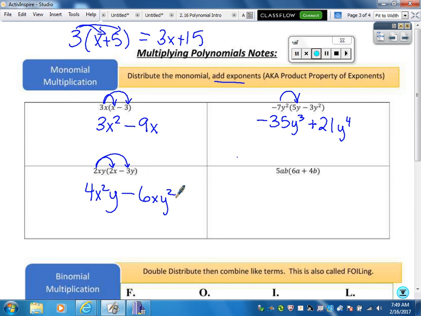Alright, one more. I've got a's and b's, kind of the same problem though. So we've got 5 times 6, which is 30. I've got an a and an a, so a squared. And then that b tacks onto the end. 5 times positive 4 is positive 20. My a has nothing to go with, so I'm going to write it next to it, alphabetically remember, and then b and b make b squared. There you go. That's everything you need to know about monomial multiplication.